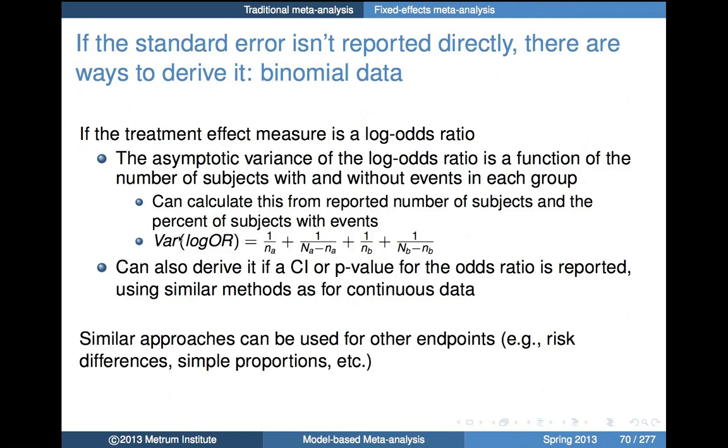And as we'll see later, typically we'll do meta-analysis of binomial data on the log odds ratio scale, but then report it transformed back to the odds ratio scale. So what's typically of interest is that variance of the log odds ratio. Of course, if we had a confidence interval again or a p-value for the odds ratio, we could similarly derive an approximate standard error for the odds ratio or log odds ratio from those using the methods for continuous data.